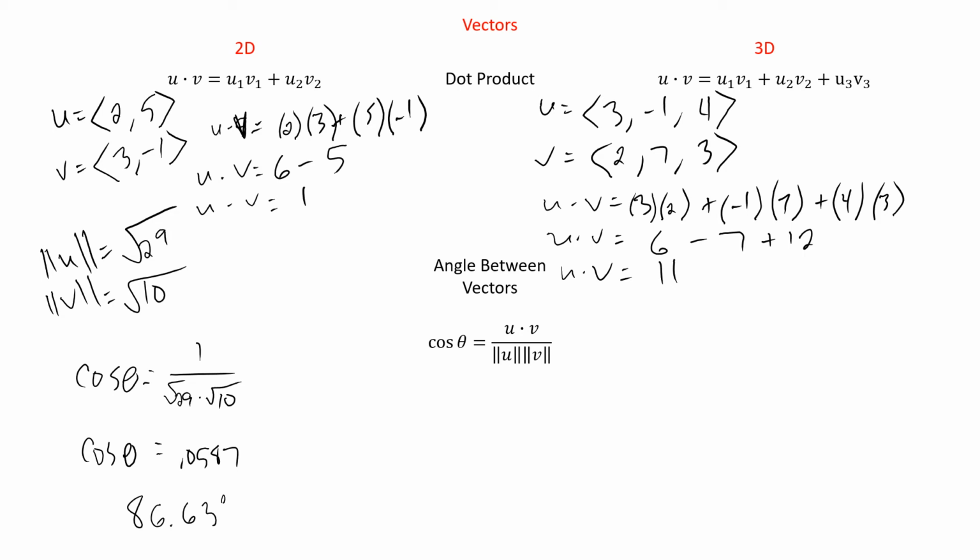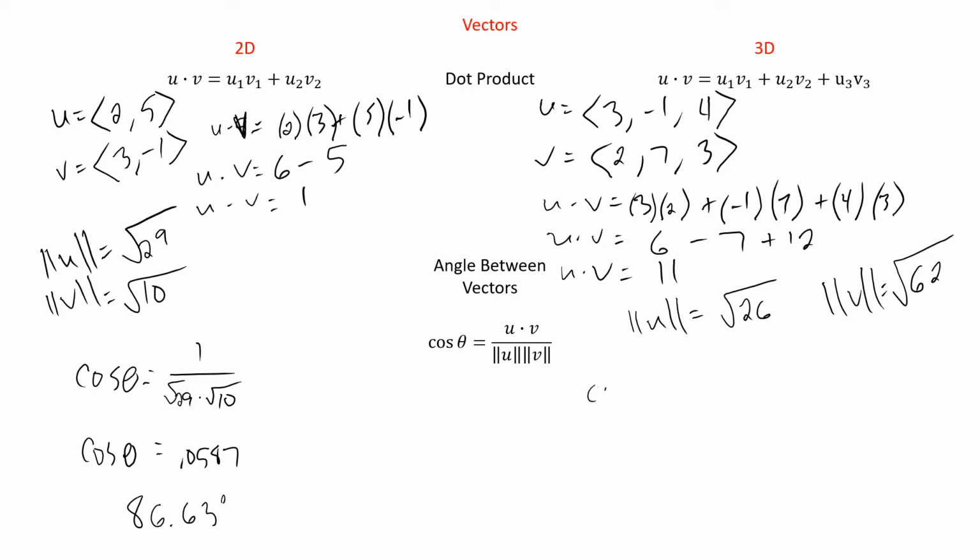All right, so that was 2 dimensions. We've done that. All right, 3 dimensions. First thing we're going to need to do is figure out what our magnitudes are. So the magnitude of u will equal something. We have 3 squared plus 1 squared plus 4 squared. That's 9 plus 1 plus 16, which is 26. And we'll have the magnitude of v, which will be the square root of 2 squared plus 7 squared plus 3 squared. That's 4 plus 49 plus 9, which is 62. So we have the square root of 62.